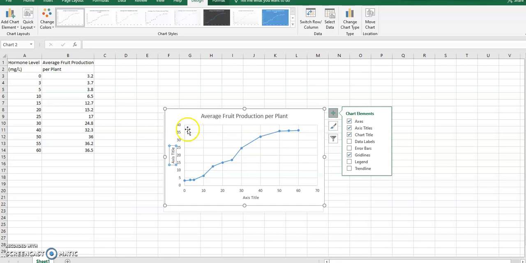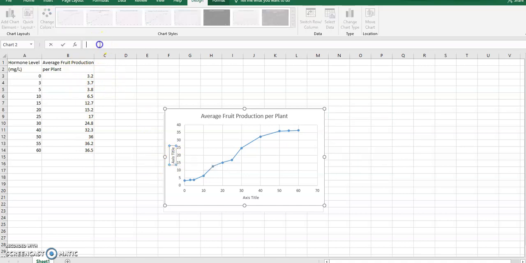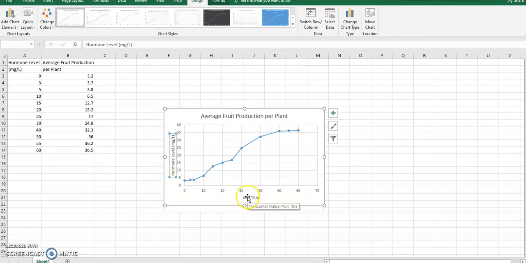Maybe the y-axis in this case is showing the hormone level. Automatically it entered the B column onto the y-axis values. So you can type up there: hormone level in milligram per liter. See, it shows up on the y-axis as an axis title. And the x-axis was what? Average fruit production per plant. So we enter that there as well.